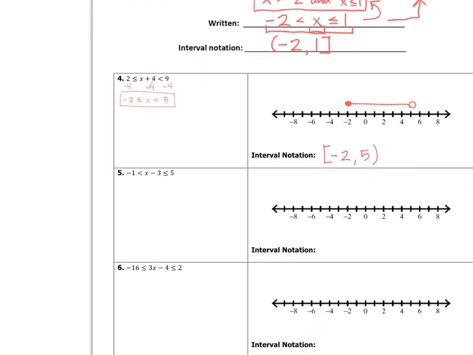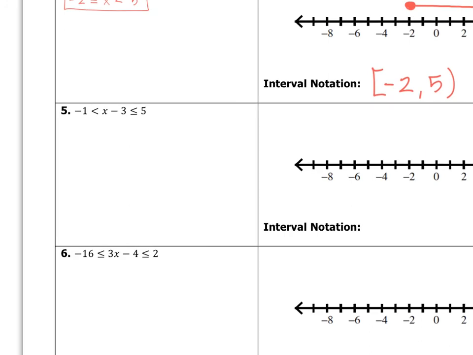All right, let's look at our next example, number 5. This time I need to isolate x in the middle by adding 3. So I'm going to add 3 in the middle, on the far left, and on the far right. In the middle, I'll just have my x. On the far left, negative 1 plus 3 is 2. On the far right, 5 plus 3 is 8.